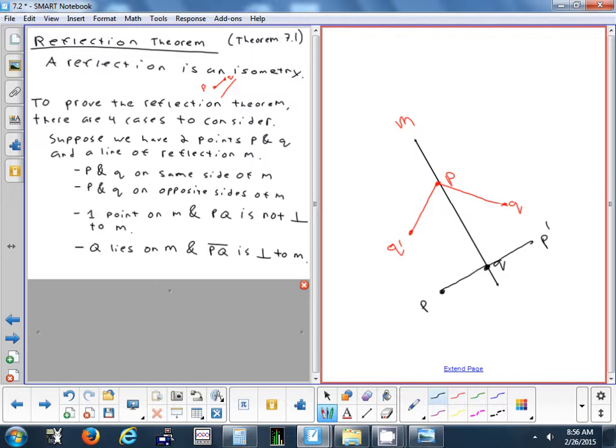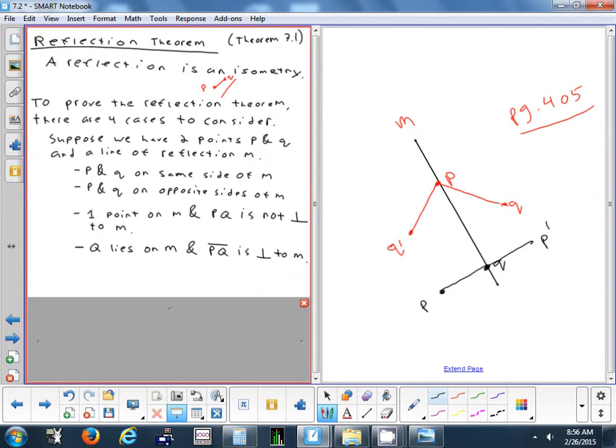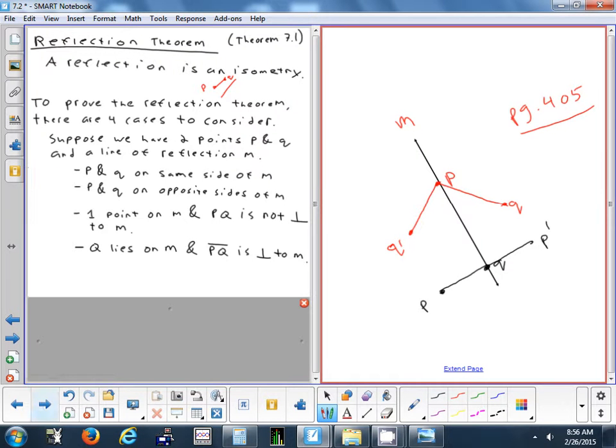If you want to see pictures of the other 2 cases, you could just look at the top of page 405. We're not going to go through all the proofs of each one of these cases. Any questions on that? Kind of 4 different things that can happen.